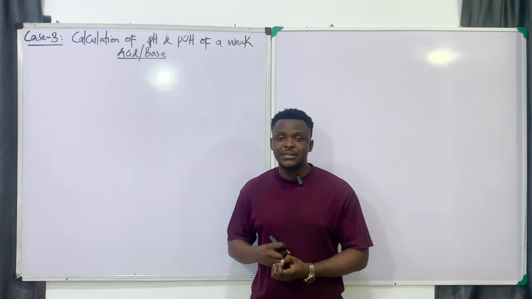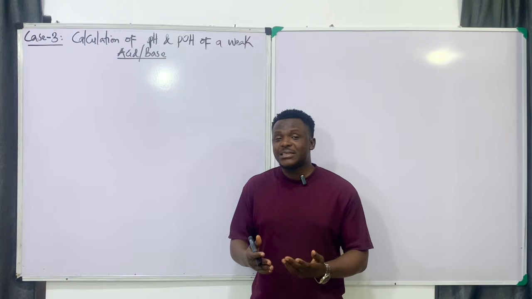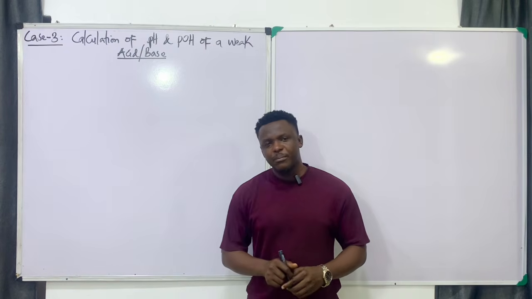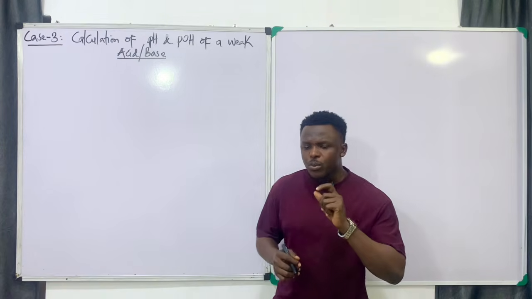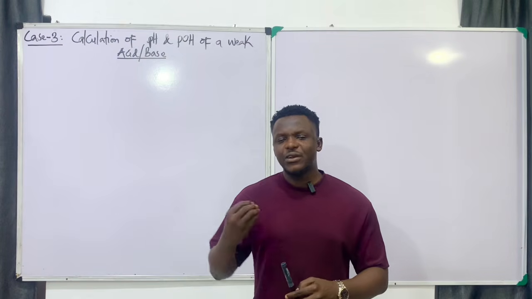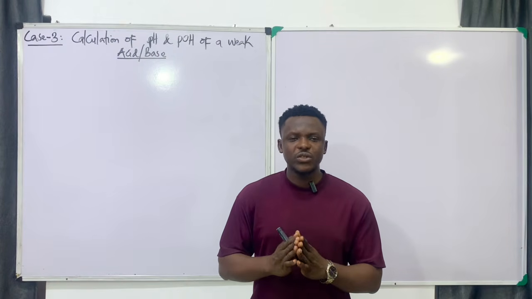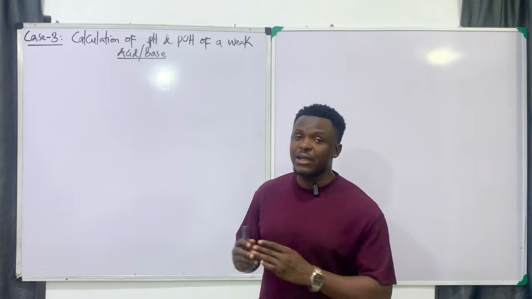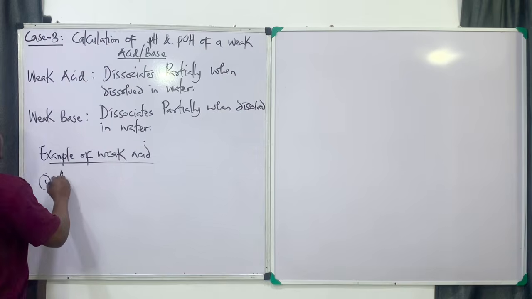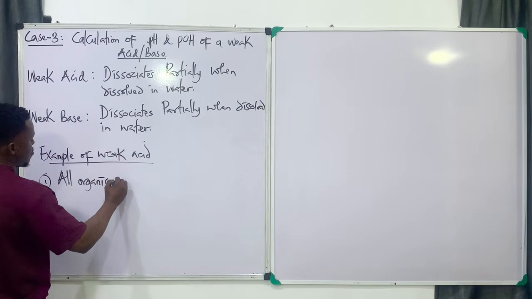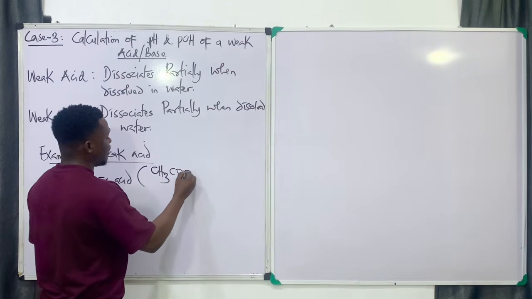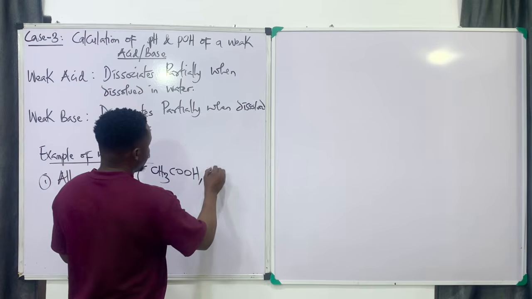Weak acids are acids that dissociate or ionize partially when dissolved in water or aqueous solution. And what are weak bases? They dissociate partially. One major deciding factor that differentiates a strong acid and a weak acid is their ionization strength. A strong acid dissociates or ionizes completely, whereas a weak acid ionizes or dissociates partially. Example of weak acids: all organic acids are weak acids. For example, we have the carboxylic acid, which is ethanoic acid. We have the benzoic acid.